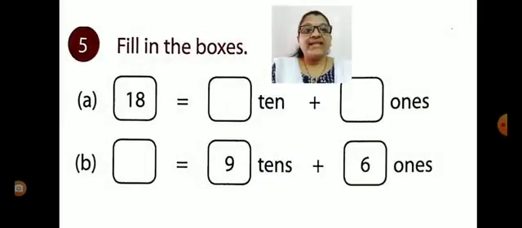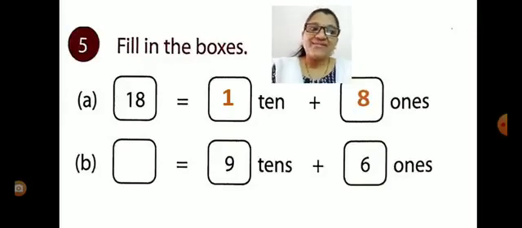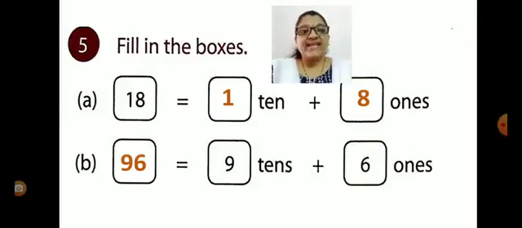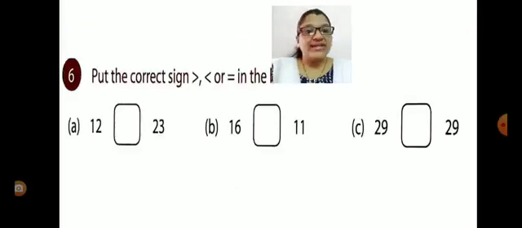Yes. Fill in the boxes. A. Number 18 equals to dash 10 plus dash ones. Number 18 equals to 1 ten plus 8 ones. Next, dash equals to 9 tens plus 6 ones. Which number we get with 9 tens plus 6 ones, children? Yes, 96. Write down this in your textbook. In this question, example C and D you have to solve as homework.